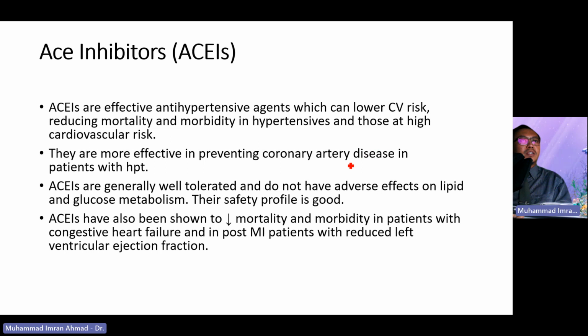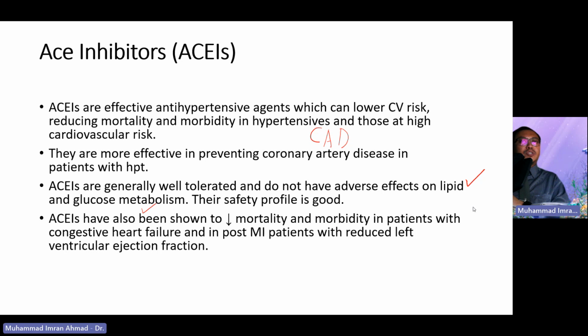They are more effective in preventing coronary artery disease, CAD, in patients with hypertension. Generally speaking, they are well tolerated. And the good thing is they do not cause any problems with lipid and glucose metabolism. So they have a good safety profile.